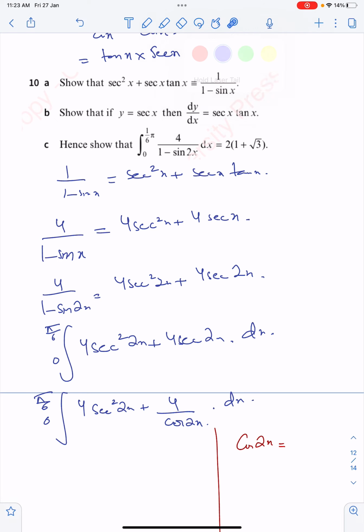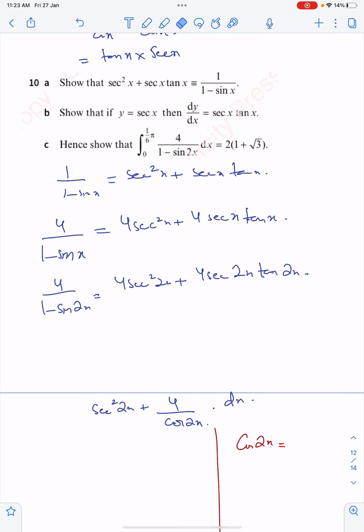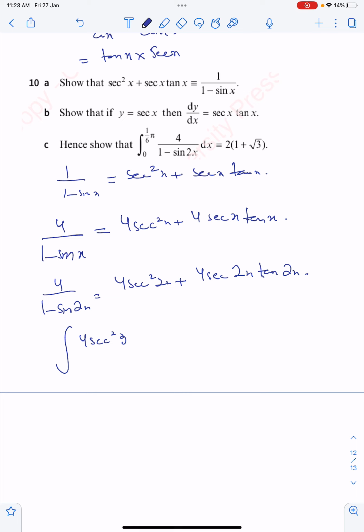Okay, I made a mistake here, which I found. I forgot to write tan x here. That was the mistake. Okay, let's do it from the start. That means now we have to integrate 4 sec square 2x plus 4 sec of 2x tan of 2x.